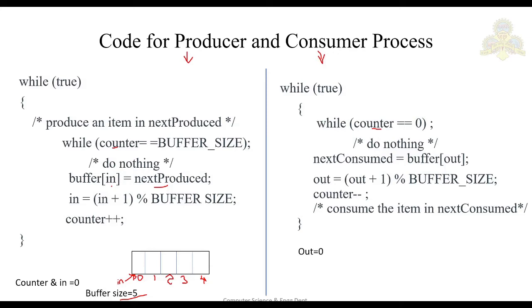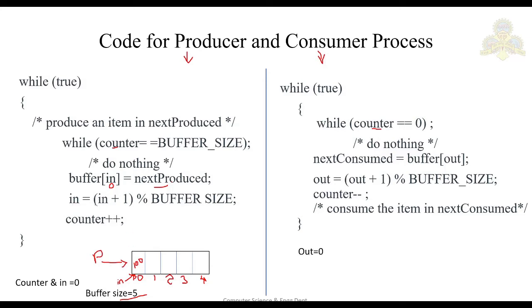In buffer of 0, that means in the 0th location of your buffer, you have to keep the item which has been produced. Let's assume that your producer process has produced an item called number 100. So that 100 would be stored in buffer of 0, because in is by default 0. This is your producer process here, and it has kept the item in buffer of 0, that is here.